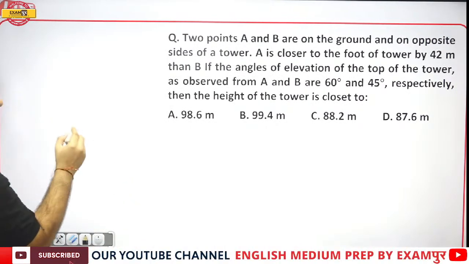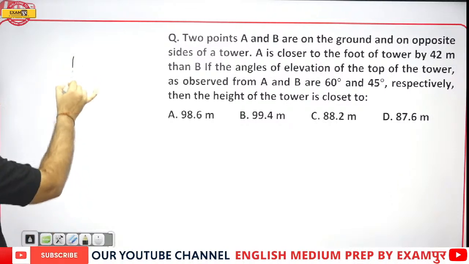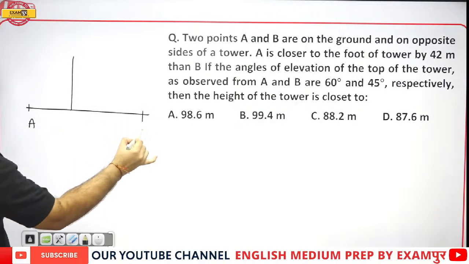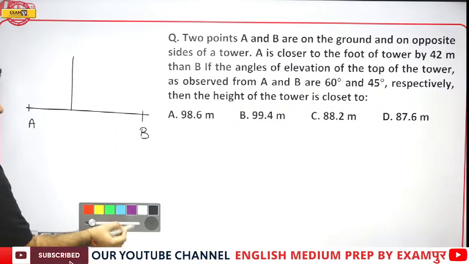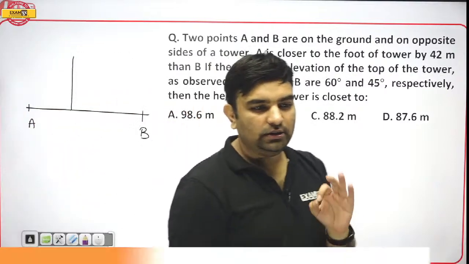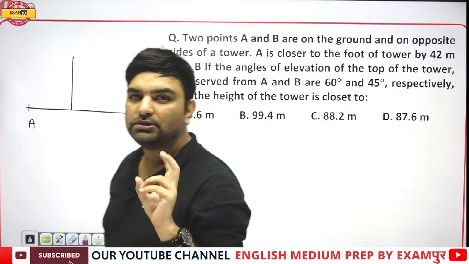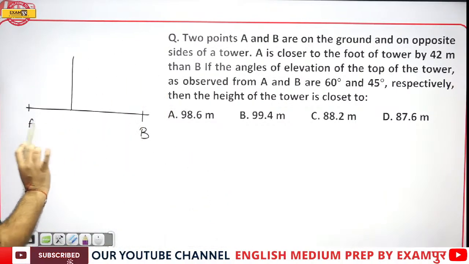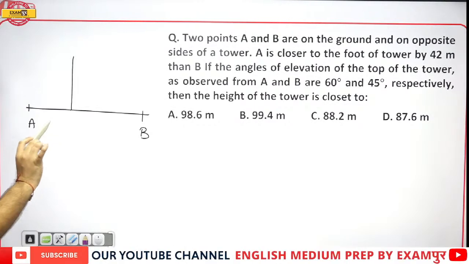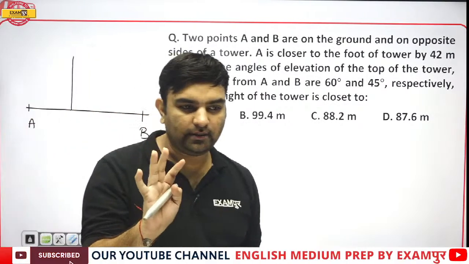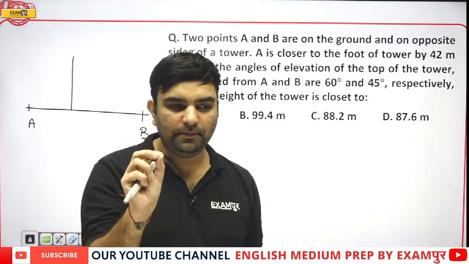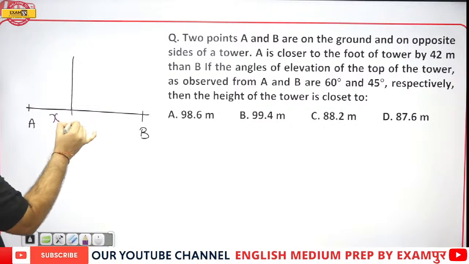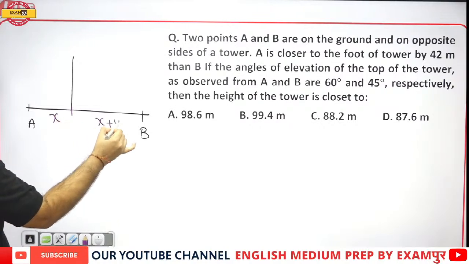Two points A and B are on the ground and on the opposite sides of the tower. Very clearly said that the points are on the opposite sides of the tower. So I made it on the opposite sides. A is closer than B by 42 meters. So let's suppose A is at a distance of x, then B is at a distance of x plus 42 from the tower.